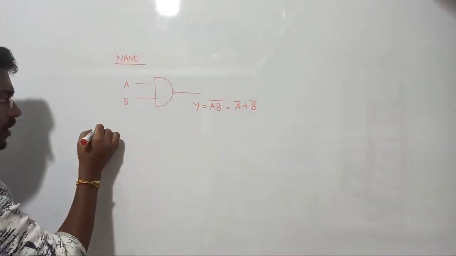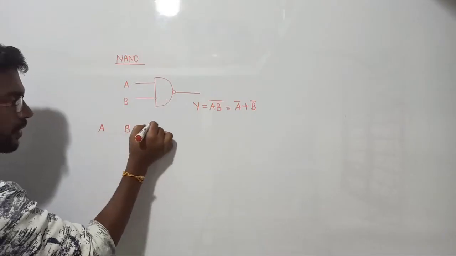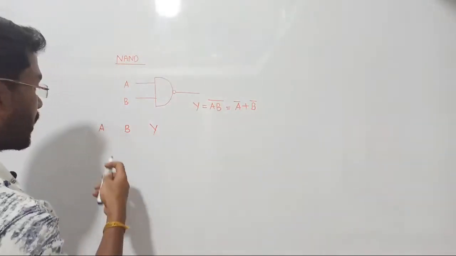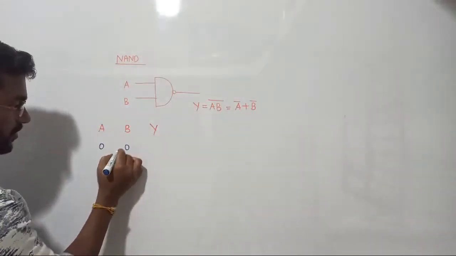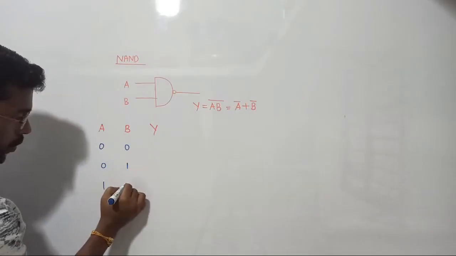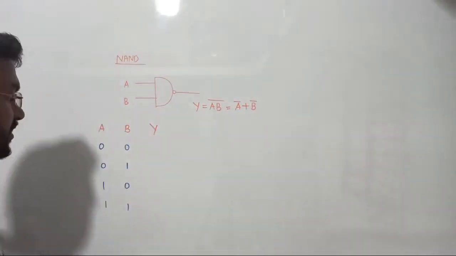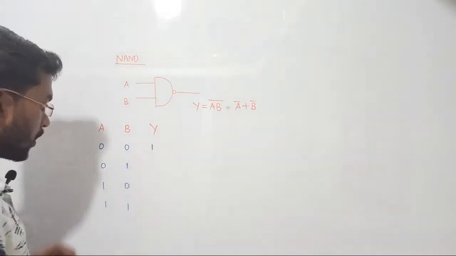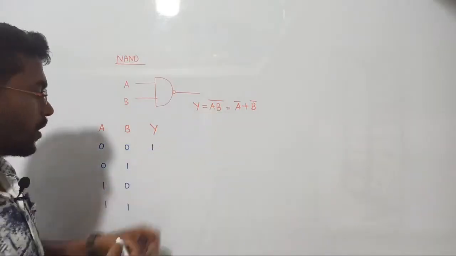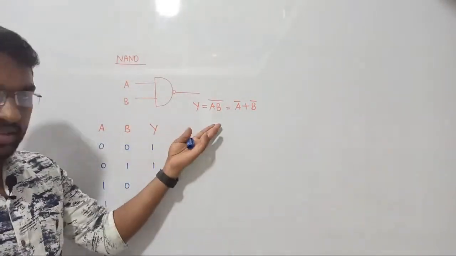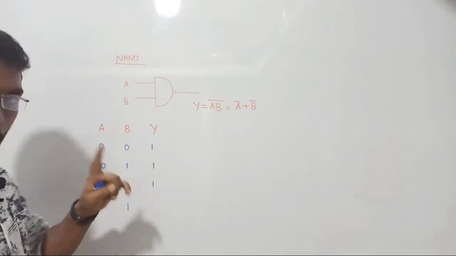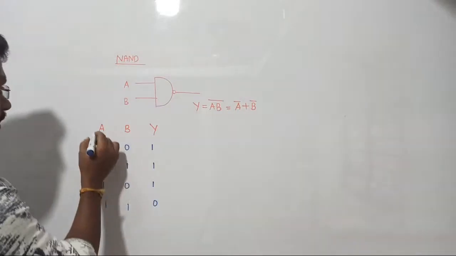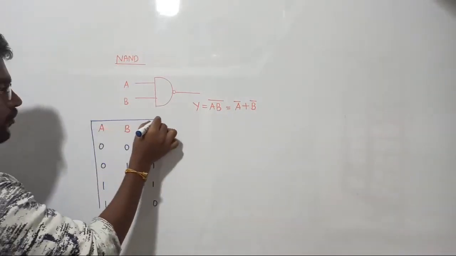And we all know the truth table for this one. Anyway, bringing the truth table is my responsibility. Let me do it by myself first. There are four possibilities: 0 0, 0 1, 1 0, 1 1. Just substitute. 0 into 0 is 0, whole bar gives 1. 0 into 1 is 0, whole bar gives 1. 1 into 0 is 0, whole bar gives 1. 1 into 1 is 1, and you just invert for the AND gate. So that is going to be the truth table of your NAND gate.